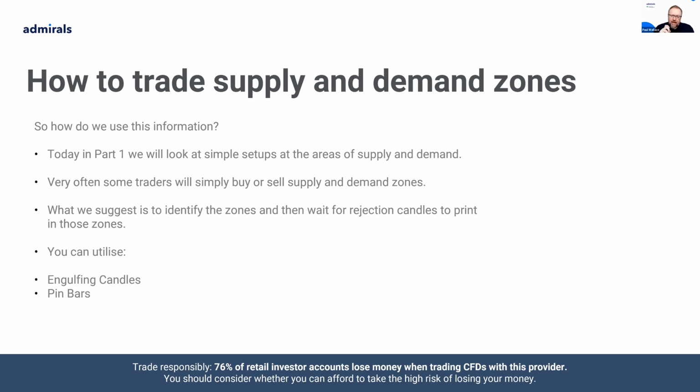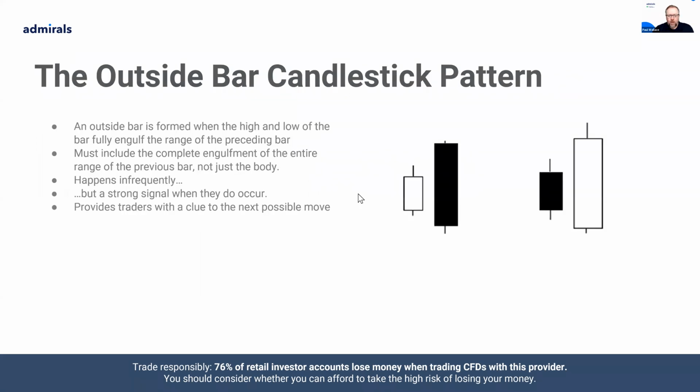This is another level, another way to utilize very simple price action, but you're waiting to see it actually happen at particular supply and demand zones. For very new traders, an outside bar, or engulfing candle, as the name implies, is formed when the high and the low of that bar, that candle, fully engulf the range of the preceding candle or bar.